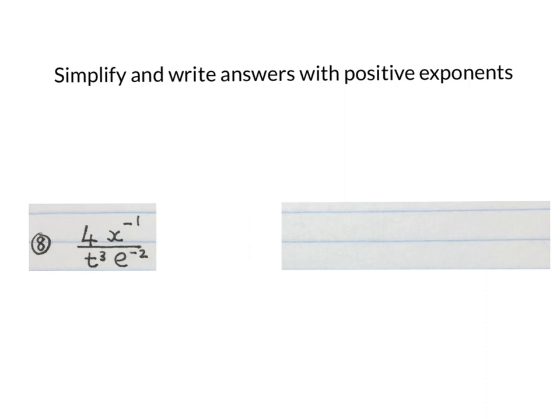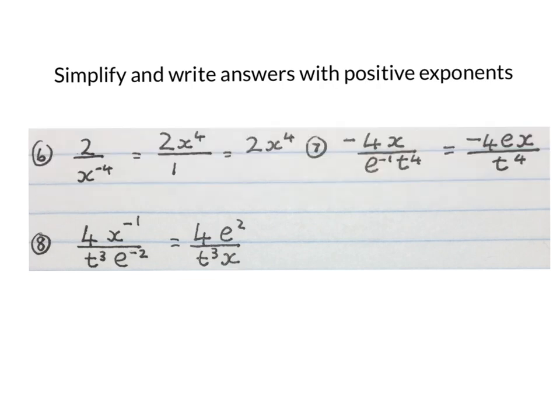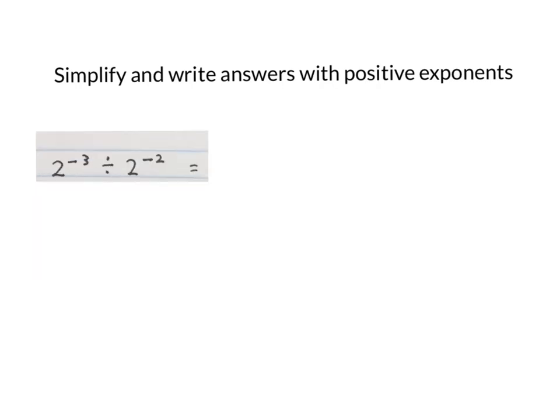What do you think will happen in this one? Yes, the negative powers will swap around. The e squared will go up with a positive 2. The x to the minus 1 will come down with the x to the power of plus 1. Please stop the video and have a look at these three.